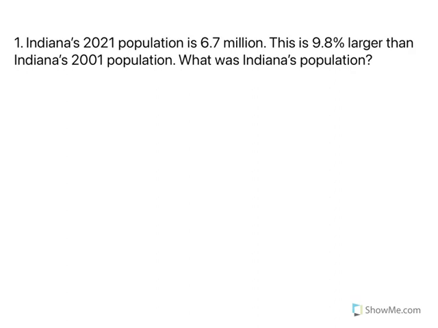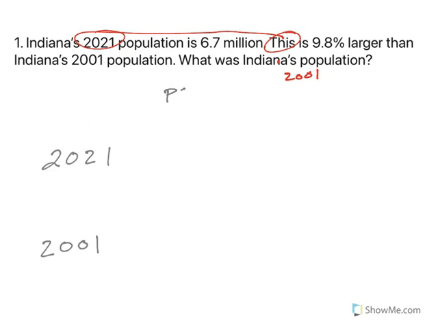So first, Indiana's 2021 population is 6.7 million. This refers to the 2021 population. So the 2021 population is 9.8% larger than the 2001 population. What was Indiana's 2001 population? Now, I'm a very visual learner, so I like to write out what I'm finding. I'm comparing the 2021 population to the 2001 population. So when I set up my proportion, one ratio will be the populations, one ratio will be the percents.